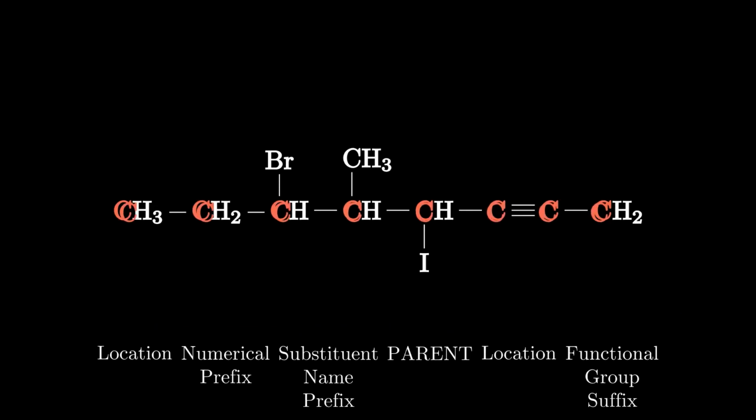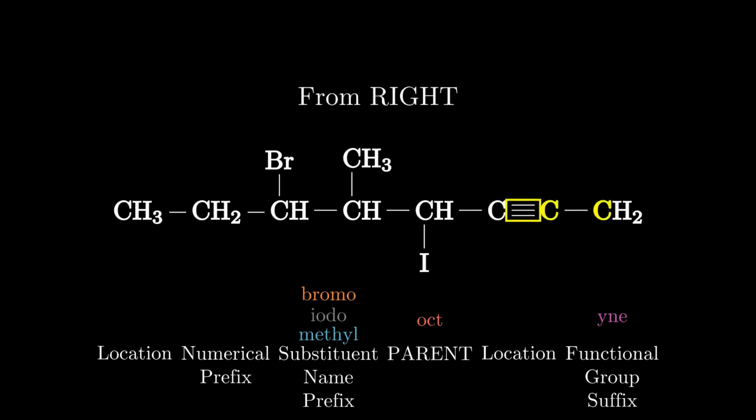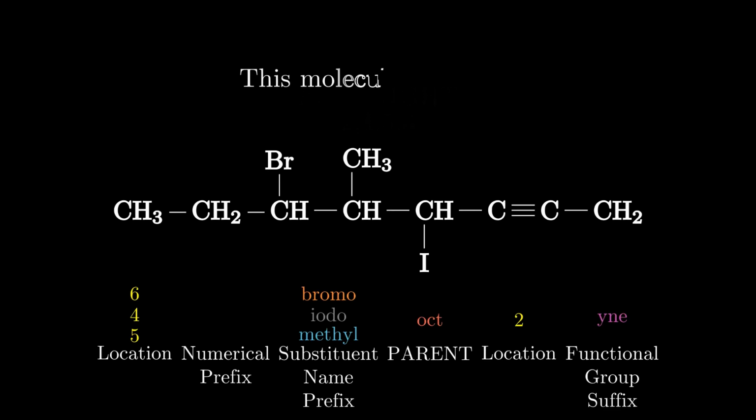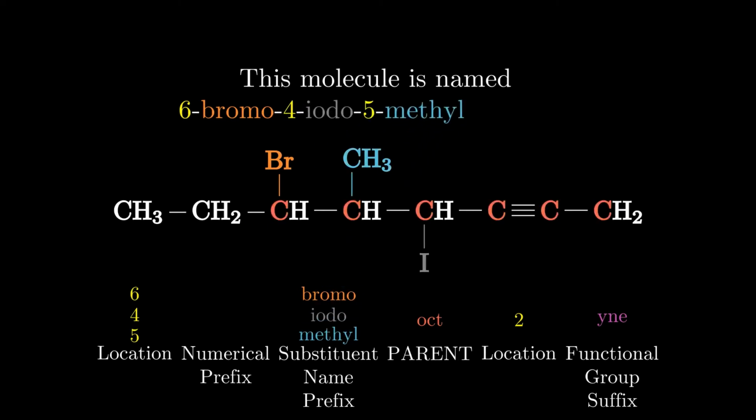So for this molecule, we have an 8-carbon parent, oct, the triple bond group is "yne", and there are 3 substituents from the left in bromo, methyl, and iodo. With the triple bond itself so close to the right side of the molecule, we number from that direction, and we get 2, 4, 5, and 6 for the locations of our substituents. With the locations determined and the substituents properly identified, the name is easy to generate from here. We're going to get 6-bromo-4-iodo-5-methyloct-2-yne.